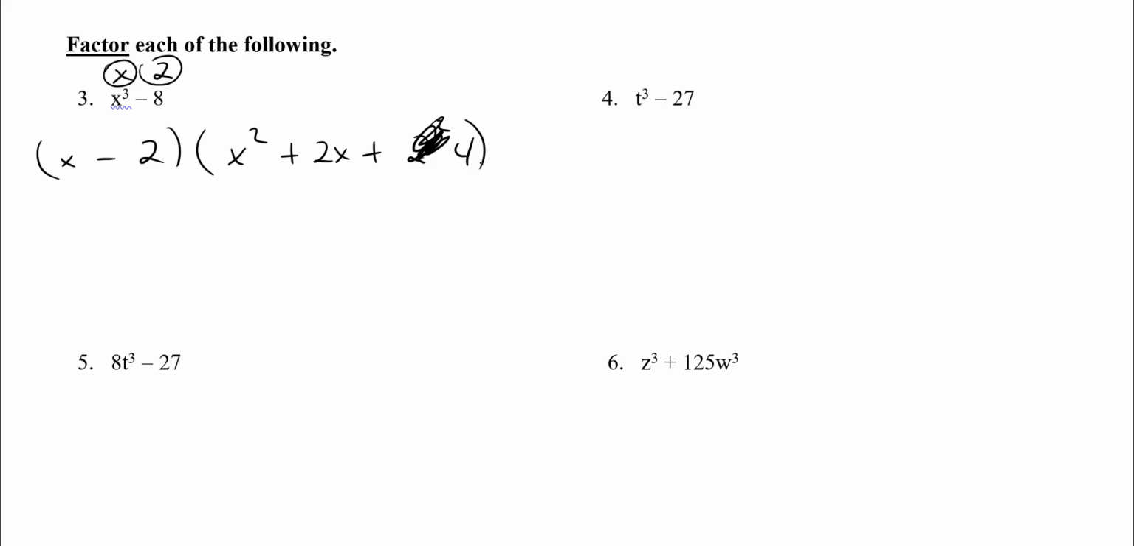Okay? Next one, same thing. It's a difference of 2 cubes, so that's t, and that's a 3. 3 cubed is 27. So again, we're going to write this in here. Let's just do SOAP first: same sign, opposite sign, always positive. So t and 3, t squared. This is the product of the 2, so 3t, and this is 3 squared, which is 9. Okay?